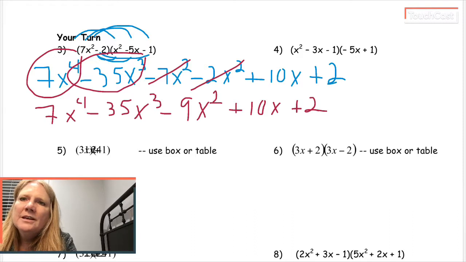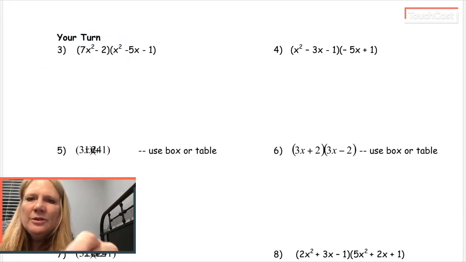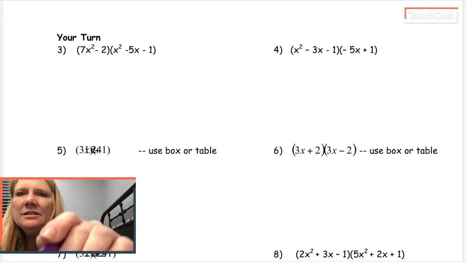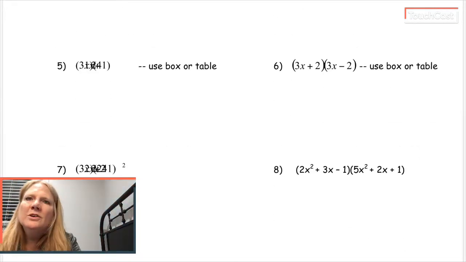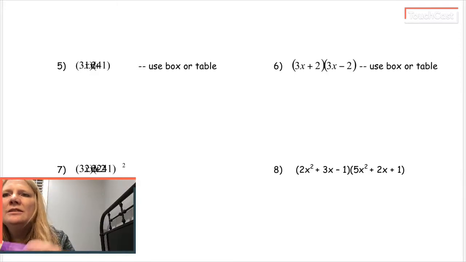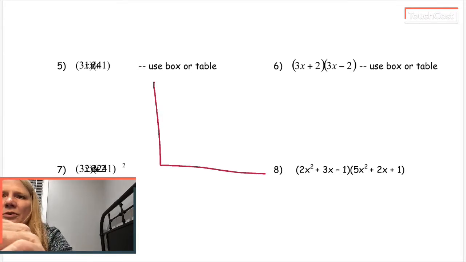Okay. So 5, we obviously can't see what that says, so we won't worry about that one. Let's go down to number 6. Okay. So on number 6, it says box or table, so let's go ahead and do one more of those. So if you want to use the box or the table here, I'll draw the box over here where I have a little more room.